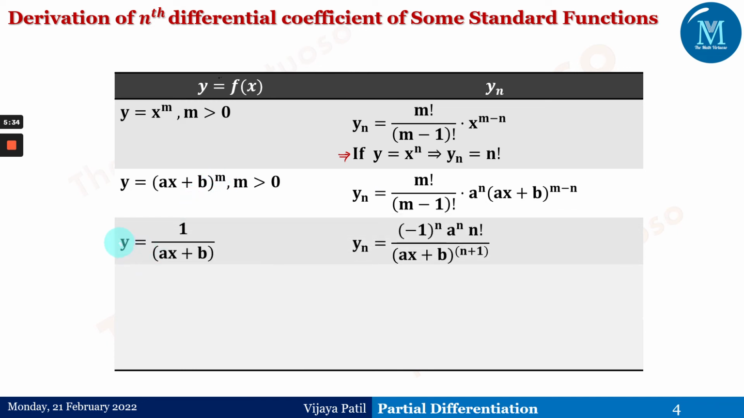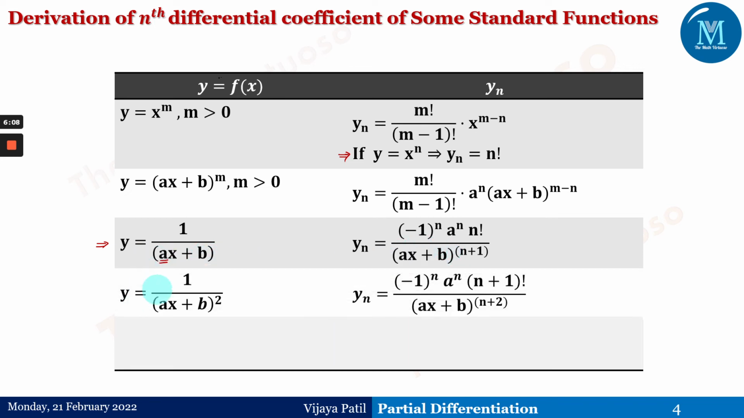Similarly, and most of the time we use this a lot, y is equal to 1 upon (ax plus b), whose nth derivative comes out to be y_n equal to (minus 1) to the power n, a to the power n, n factorial upon (ax plus b) to the power n plus 1. If you observe here, we are taking care of only a, we do not want any b over here. Similarly, it happens the same way. We are just taking care of the coefficient of x, the coefficient of the variable. The rest of the constant stays as it is.